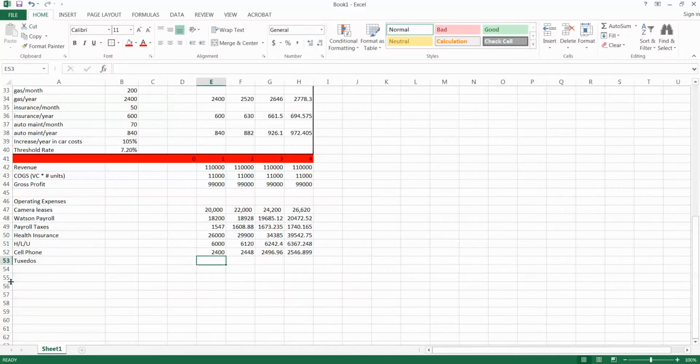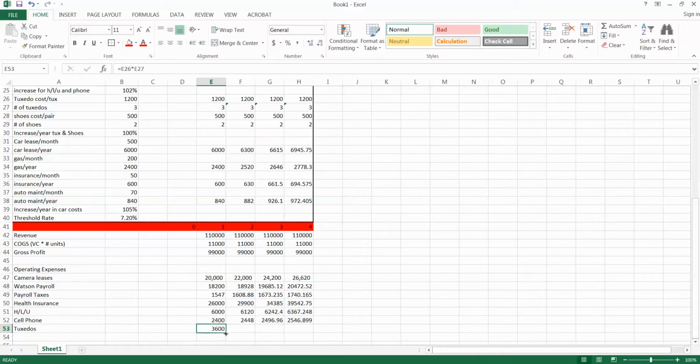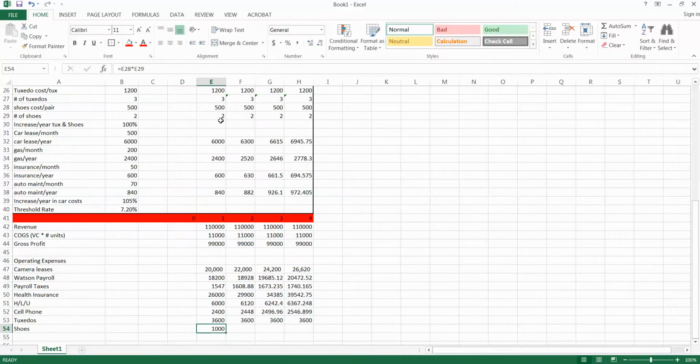And we know that is equal to our tuxedo cost times the number of tuxedos we're buying per year. Carry that across. Our shoes, same thing. It's equal to our shoe cost times the number of pairs of shoes we're going to buy each year. And we can carry that across.